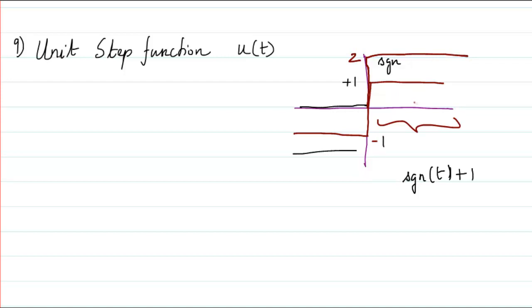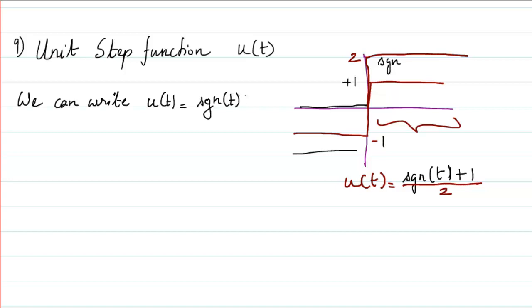But the unit step is having the value 1, not 2. So I will just divide this whole value by 2. Now this can be written as the unit step function u of t, which is the Signum function plus 1, the whole divided by 2. So we can write the unit step function u of t is equal to this equation, which is Signum function plus 1 the whole divided by 2.